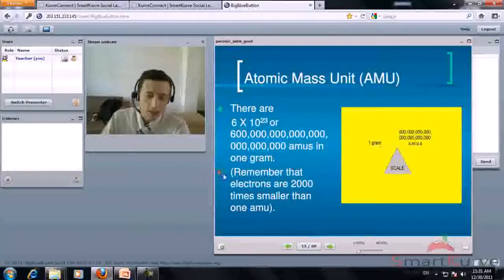And the next point there, remember that electrons are 2,000 times smaller than an AMU. Electrons are much, much smaller than a proton or a neutron.